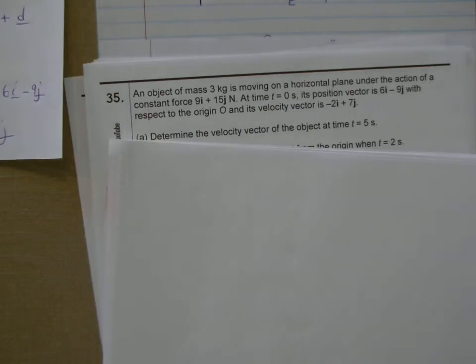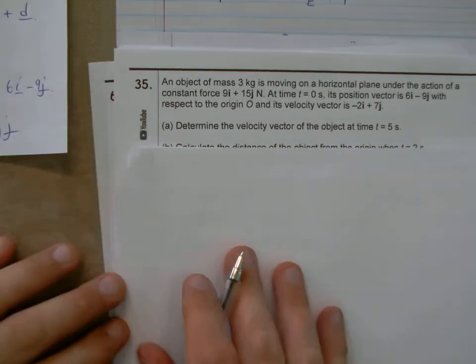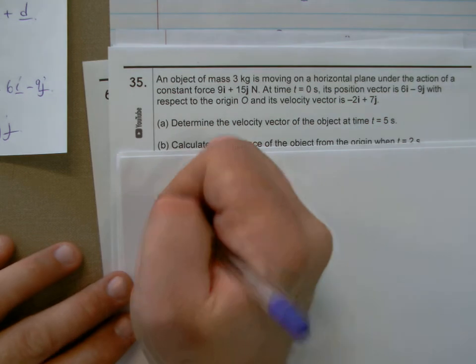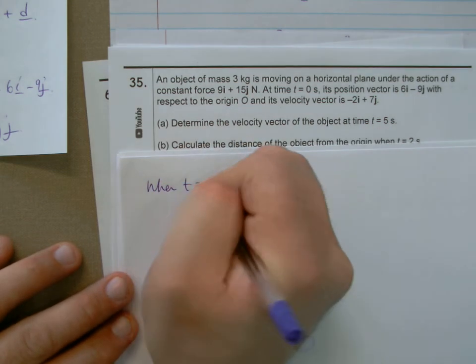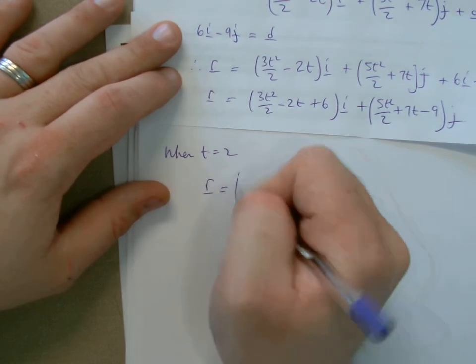So then, when t is 0, we've done that. We've got the position vector. Now they want to know what the distance is when t is 2. So when t is 2, we just sub it in, right? So we just sub it into that there when t is 2. So r will equal, okay, so put it in there.